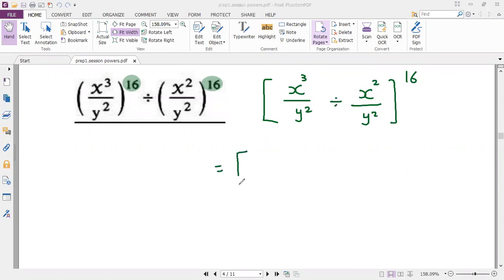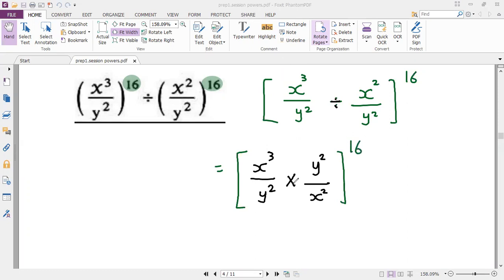And in division, we convert the division into multiplication. Keep the first fraction as it is, change, flip. So we are going to write x to the power of 3 over y to the power of 2, times, change from divided to times and flip: y to the power of 2 divided by x to the power of 2, all raised to the power of 16.